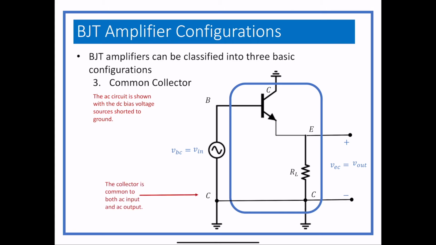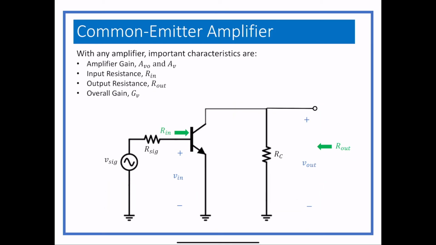So the common emitter amplifier is the most common type. It is similar to the common source in MOSFETs. And we need to know amplifier gain. Remember, AVO is the gain of just the amplifier. AV is the gain of the amplifier, usually with the load. And then we have input resistance, output resistance, and overall gain. So exactly the same stuff that we wanted to know for the common source or any other type of amplifier.